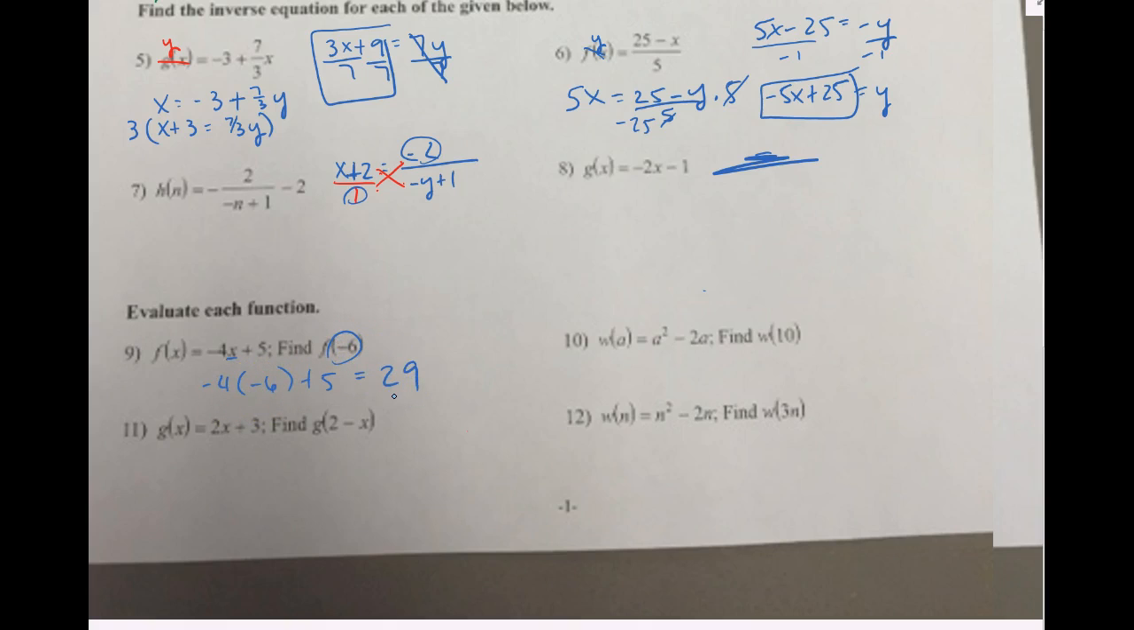Okay. Over here we are plugging a 10 in for any of the a's that we see. So 10 squared minus 2 times 10. What would that be? 80.